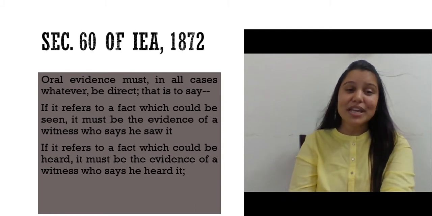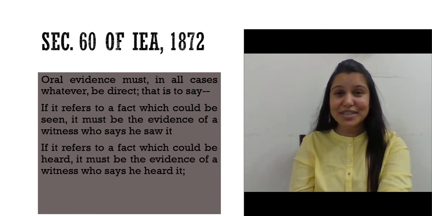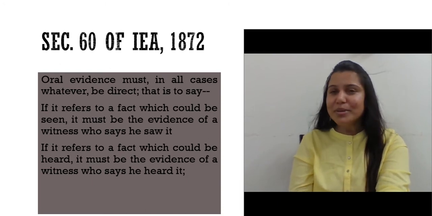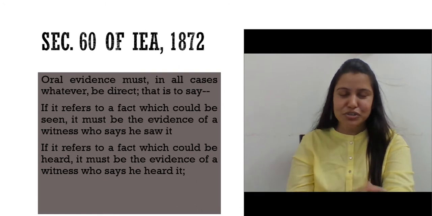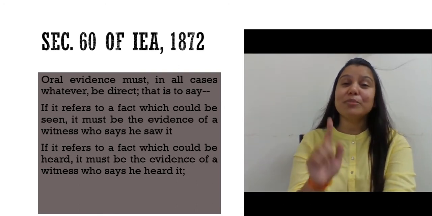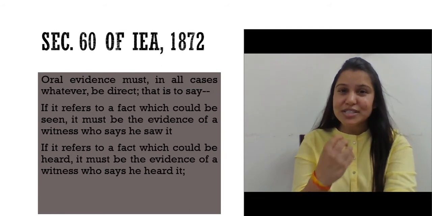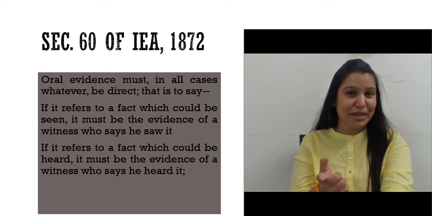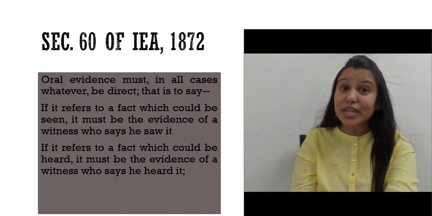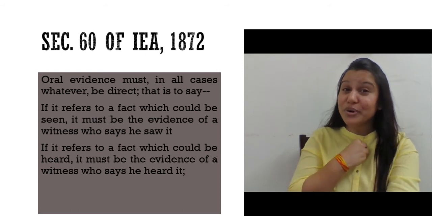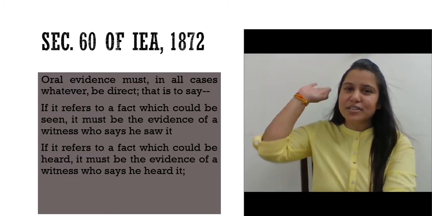The next one: if it refers to a fact which could be heard, it must be the evidence of a witness who says he has heard it. Let's take an example. Somebody has heard screaming. There was a scream during that fact in issue. The oral evidence should come from a person who had actually heard that screaming. He comes with oral evidence in front of the honorable court, stating, yes, sir, I have heard that very scream. So this person should have heard that very scream, not some other person, and not by saying, I heard that person stating in front of me that he had heard that very scream.